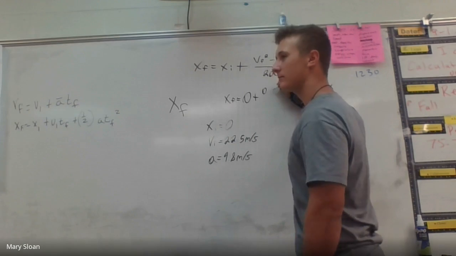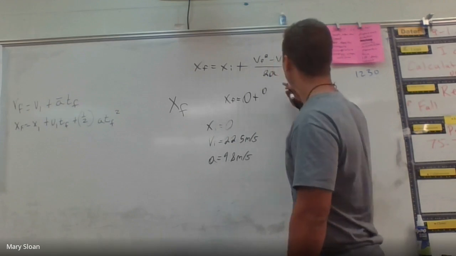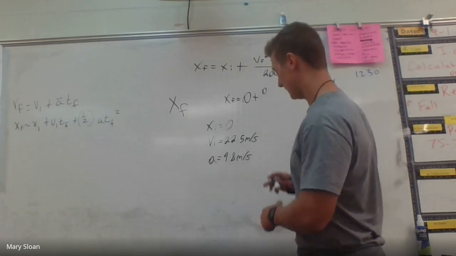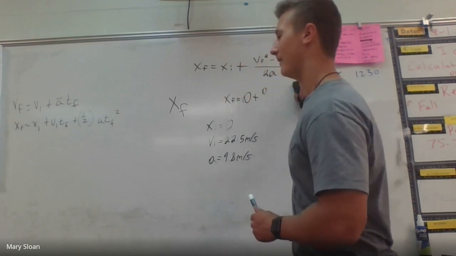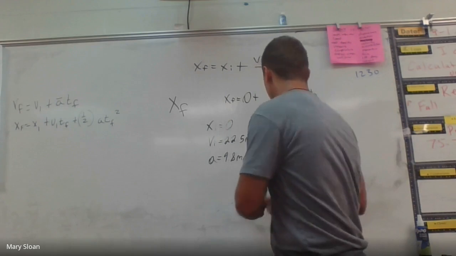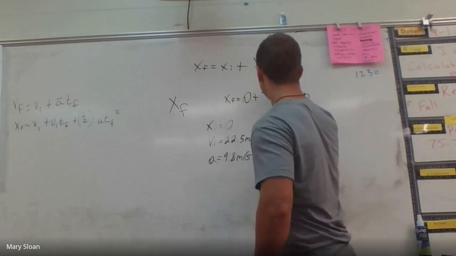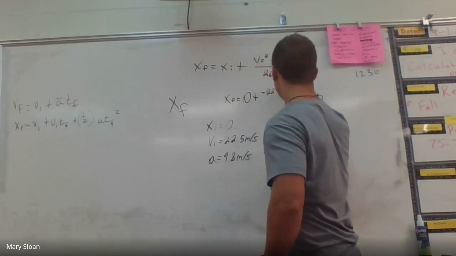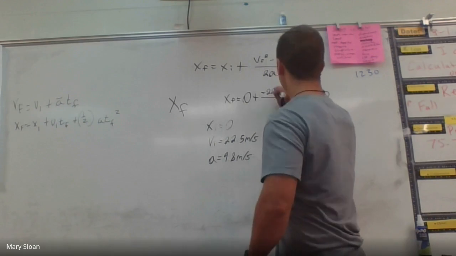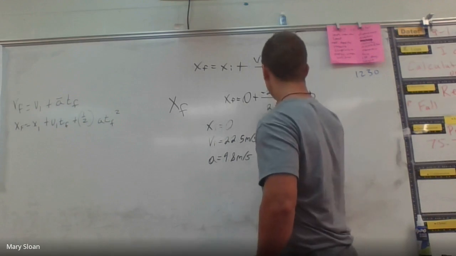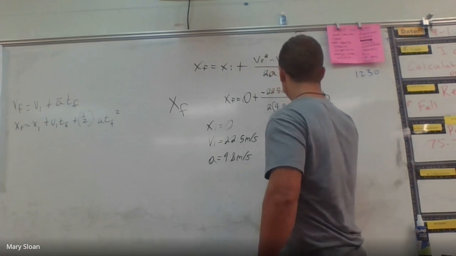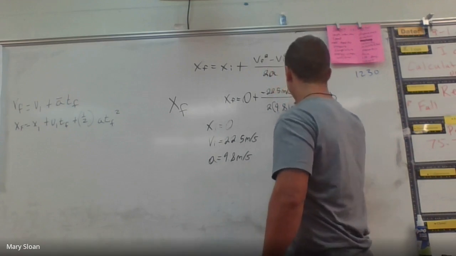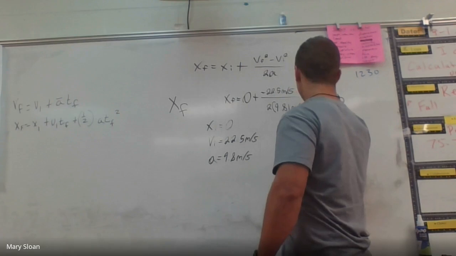Well, can we just go ahead and say 22.5? Yeah, we could, instead of doing the 0. Well, it would be negative 22.5. Exactly. So go ahead and put it up there. So negative 22.5 meters per second over 2 times 9.8. Yeah, it would be positive 81, please, meters per second squared.